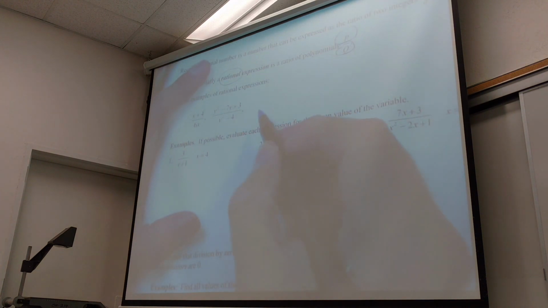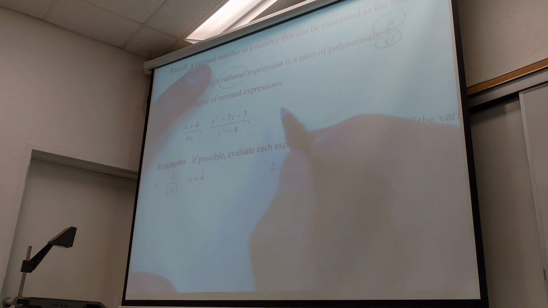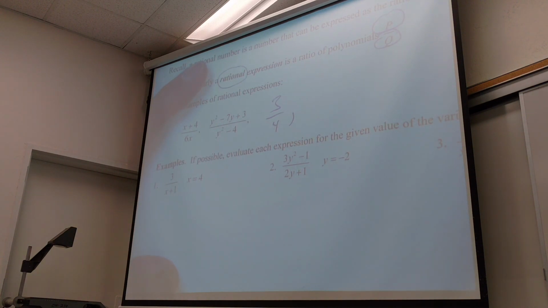So somebody give me another possible rational expression. Who wants to go? 3 over 4. That I'll accept. We would just call that a rational number because it's only got numbers in it, right? So I want a true rational expression. What can you do to that to make it a rational expression? Add some variables. Yeah, 3x over 4y.